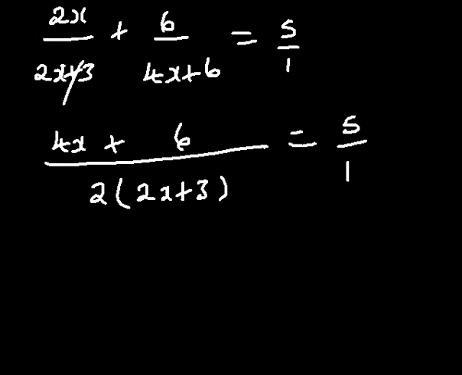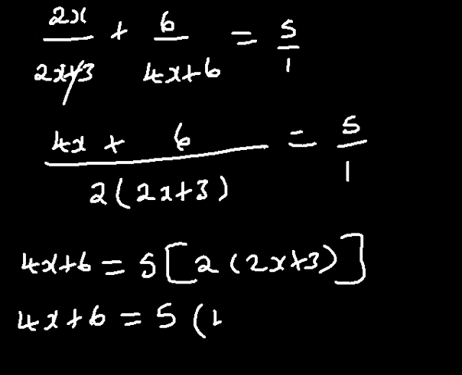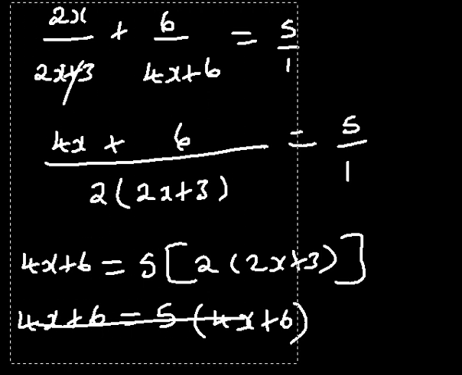It can be the same either way. So in this case, we'll have to cross multiply. We'll have it as 1 times all these. We'll have it as 4x plus 6, which is equal to 5 times 2 times 2x plus 3, like that. Then we'll have 4x plus 6 equal to 5 times, so half x plus 6. Then take it from here, how you should solve for x, as you can see.